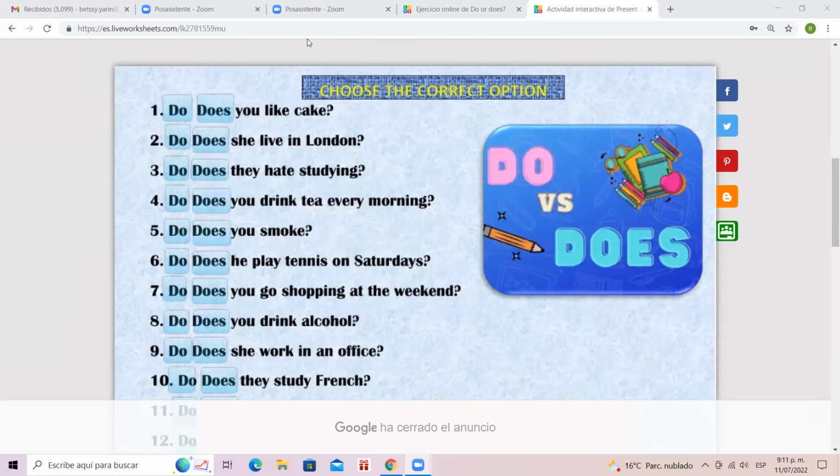In the first one, for example, I'm going to give you number one. Okay, what are you going to put in this? Do or does? You have to put, do you like cake? Okay, and I'm going to put that. This is the correct answer. Okay, very good. So let's go to the second one. Okay, can you do that, please? Let's continue with number two, from number 2 to number 10, okay?